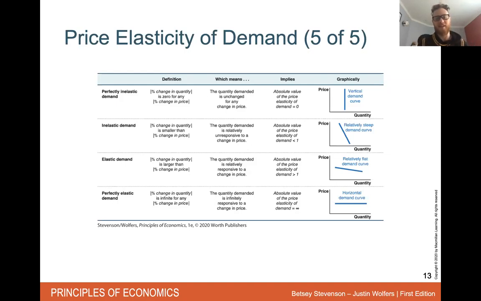And now perfectly elastic demand: the percent change in quantity is infinite for any percent change in price. The quantity demanded is infinitely responsive to a change in price. The absolute value of the price elasticity of demand is equal to infinity.